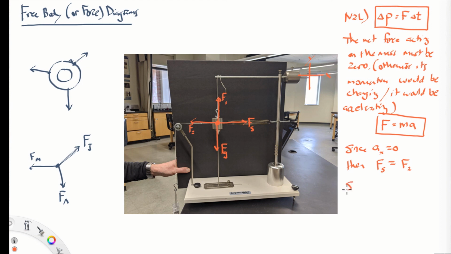Likewise, in the vertical direction, since the acceleration in the y direction is zero, that implies that force 1, the force with which this string is pulling up on it, must exactly balance the force of gravity. Again, we're using Newton's second law to deduce the relationship between those forces. Let me leave this here for the moment, and I'm going to come back in the next lecture and talk about Newton's third law.